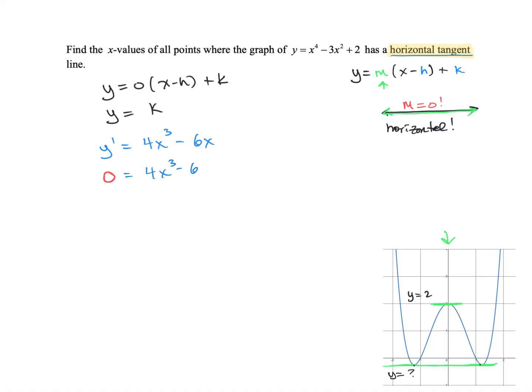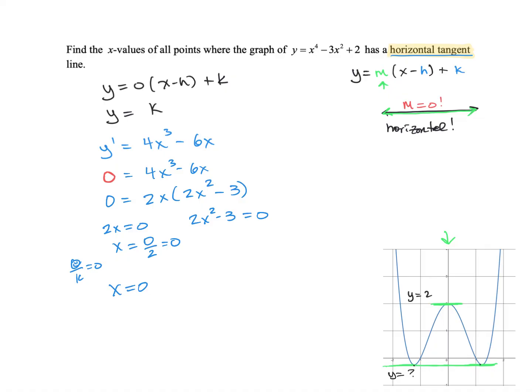4x cubed minus 6x. First, I see I can take out a 2 and an x, and that leaves me 2x squared minus 3. Awesome. So I have to see what will make this go to 0, so we set each piece equal to 0 and solve for x on both. So 0 divided by 2, remember that is okay, right? Smiley face, and that is 0. So x is 0. Oh, look at that. x is 0. That's where it is.